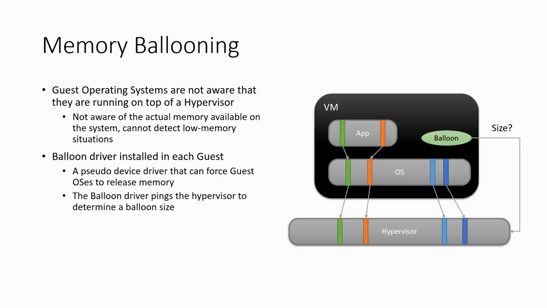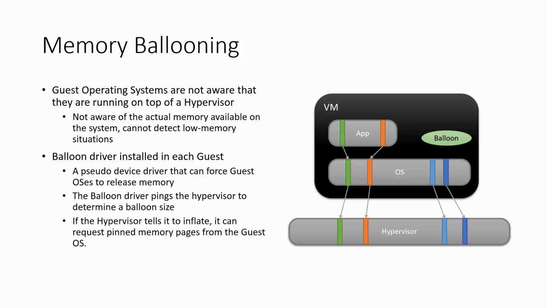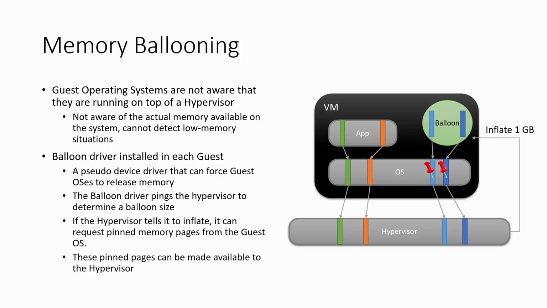The balloon driver pings the hypervisor to determine a balloon size. So the balloon driver would go to the hypervisor and ask, okay, what size do you want me to inflate to? If the hypervisor tells it to inflate, then it can request pinned memory pages from the guest OS. So if the hypervisor tells the balloon to inflate to 1 gigabyte, then it can request pinned pages from the operating system. The balloon will inflate, and then it will have possession of those pinned pages from the OS memory. Then the balloon driver can signal the hypervisor that those particular pages are available and free and can be reclaimed. And then these are now made available to the hypervisor for use that can be given to other VMs.